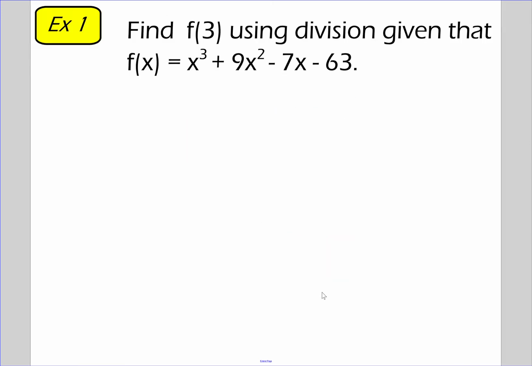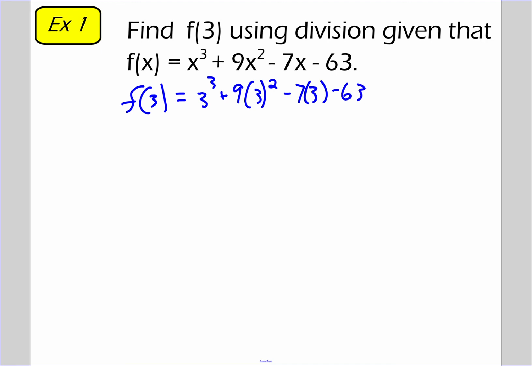So let's take a look at this in action. Let's say we wanted to find f of 3. Well, normally we just go ahead and plug this value in. We've got 3 cubed plus 9 times 3 squared minus 7 times 3 minus 63. Nothing crazy here, but it does take some calculation and some exponents. If the numbers were larger, like if we're trying to find f of 8, we're going to have to take 8 cubed. So we're going to do synthetic division, since we're going to need a linear divisor, and take advantage of the speed here.